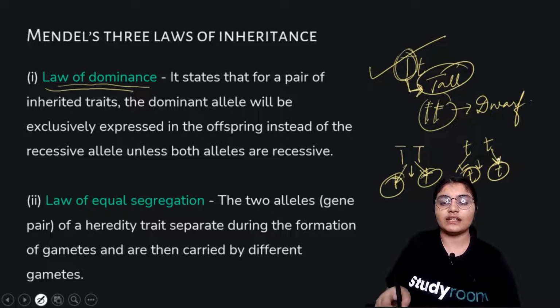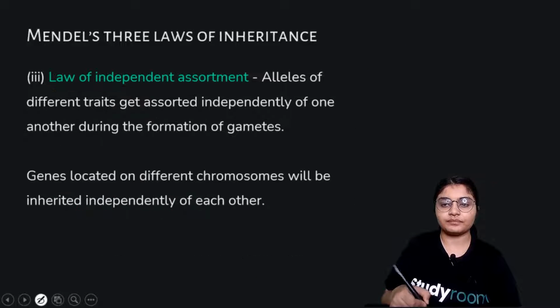The distribution is equal, and this whole concept is known as the law of equal segregation, where the two alleles of a hereditary trait separate from each other during the formation of the gametes and are then carried by different gametes. So this is the law of equal segregation.